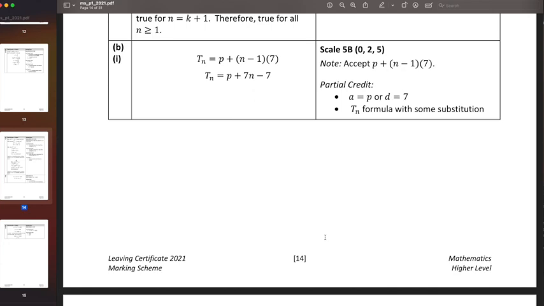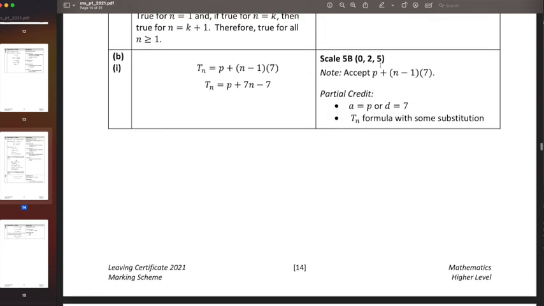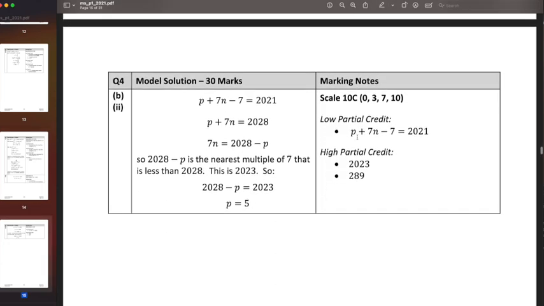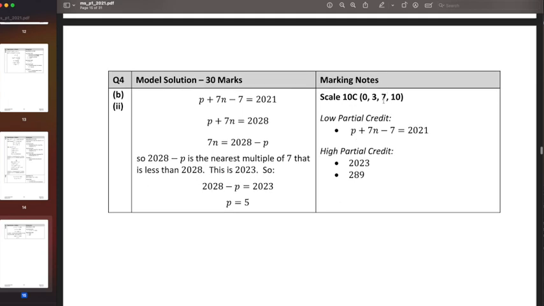And then in part B, there's no high partial credit. And then in part B2, there's a high partial credit. Basically, if you had found that 289, for example, you get the high partial credit. So as I say, it's good always to know what the threshold for high partial is, because if you don't get a question correct, it's best in that case to get a high partial credit. So knowing what the threshold for that high partial credit is is important.